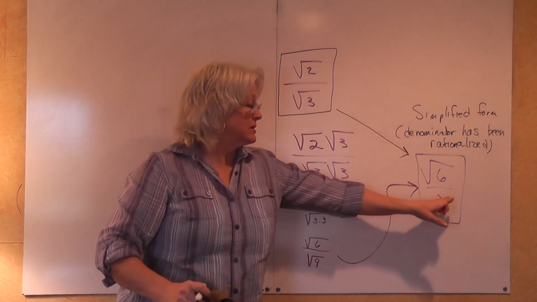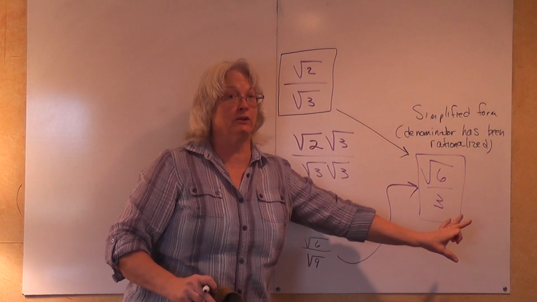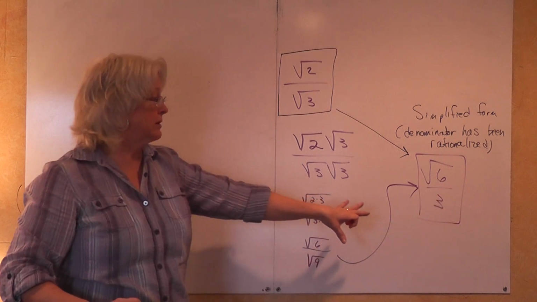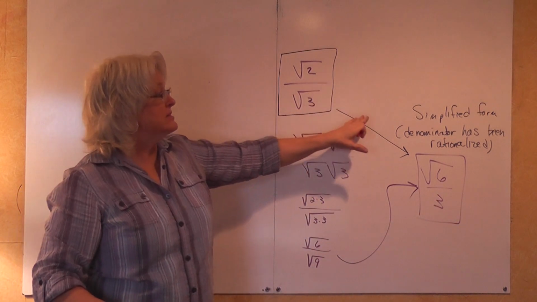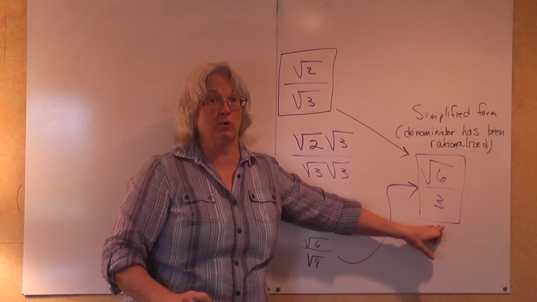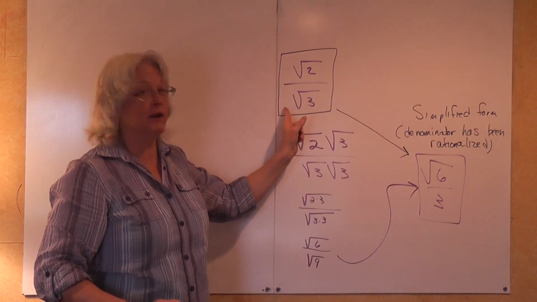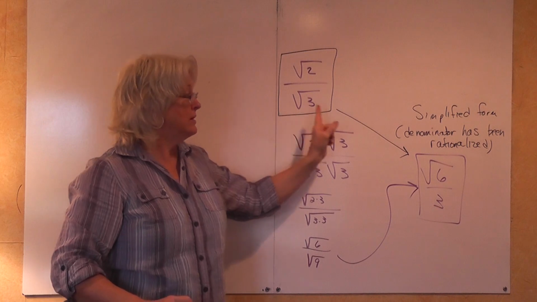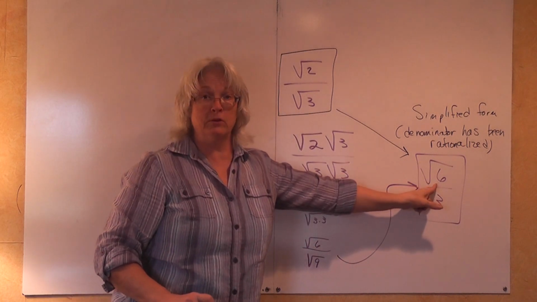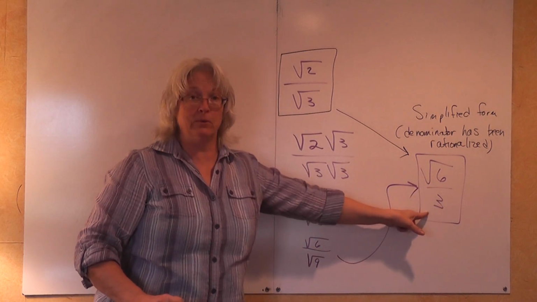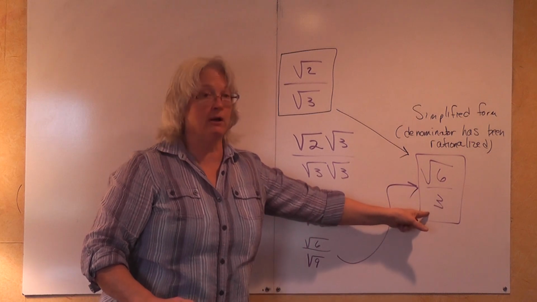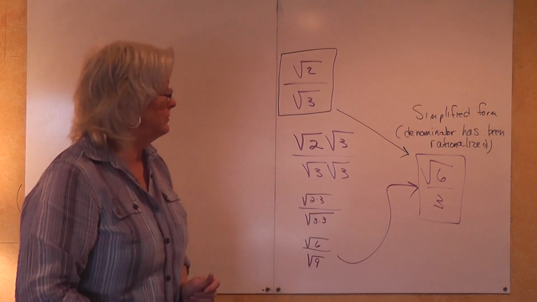I understand you looking at this and looking at this and saying there's just not a whole lot of difference there. It doesn't look any more simple to me at all. But this is our definition of what simple is. You can't have that radical sign in the denominator. You had it here so it wasn't simplified. Even though this is a bigger number in the numerator, you have eliminated the radical in the denominator, which is what you need to do.